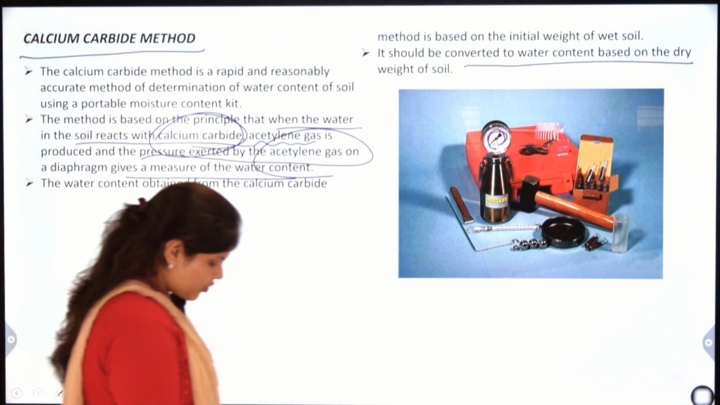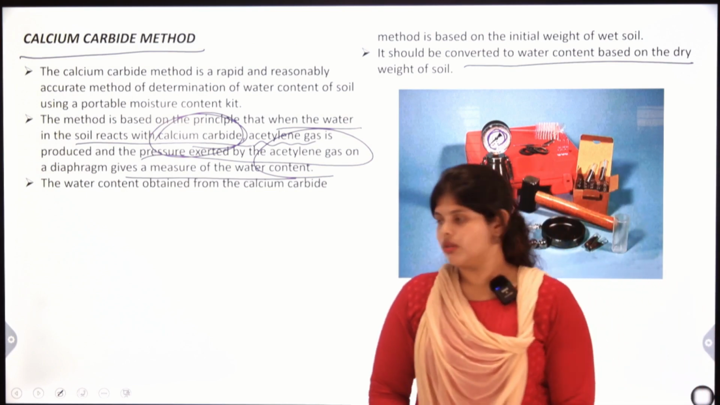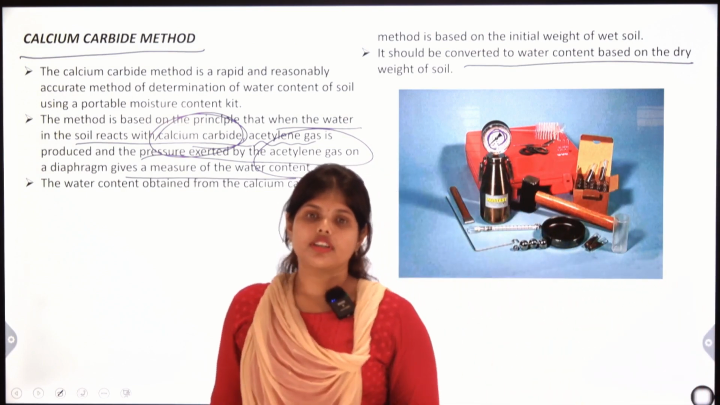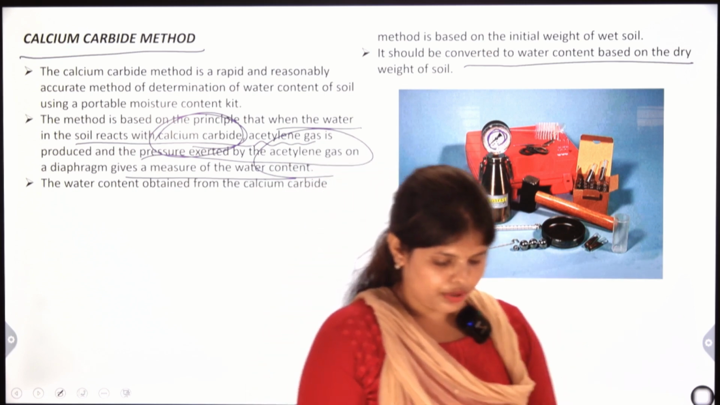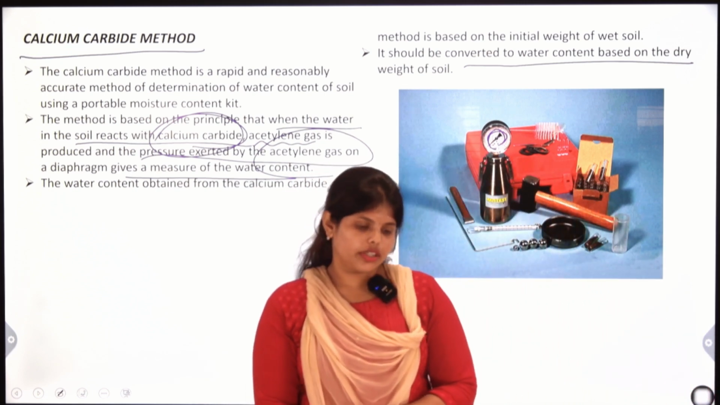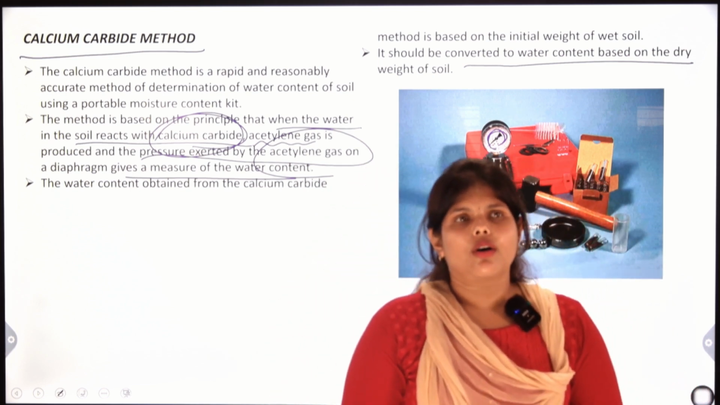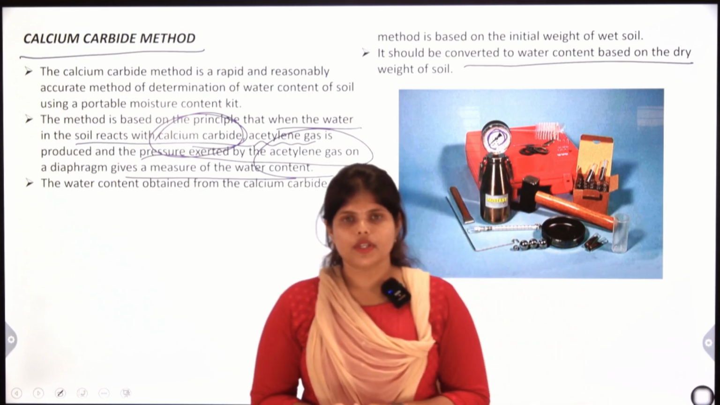So in this class we have studied the various types of tests we conduct to calculate water content. In our next class we will calculate the specific gravity of soil. Thank you.